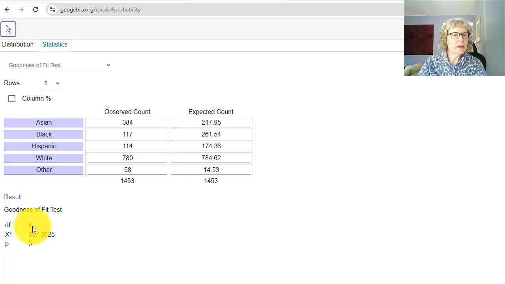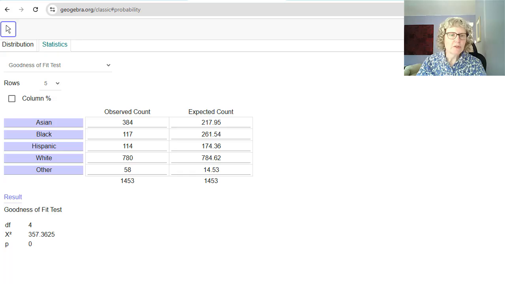It says goodness of fit test, degrees of freedom. So we have to learn what that means. And then it has our chi-squared statistic. This is the same thing we got, right? 357.362, or 3. This is slightly different. And then a p-value, okay? So this is telling us the p-value is 0. We don't quite exactly know how this chi-square distribution works yet, but we do know a small p-value is significant, right?